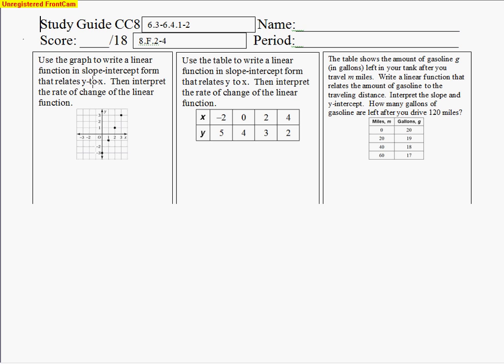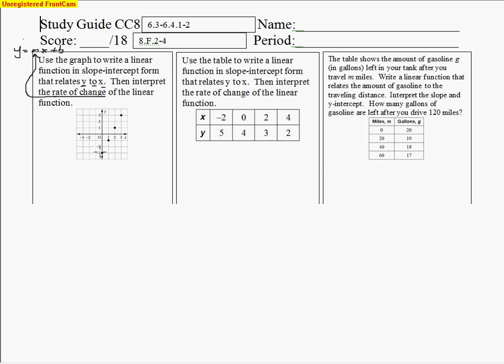And so when it says relates y to x, it just means we're going to write it in this form, y equals mx plus b. This is the slope-intercept form. We're going to have y by itself and the x expression as the x term in an expression here. And then we're going to interpret the rate of change, and rate of change just means the slope. It's that m value right there. So we'll interpret that for the linear function.